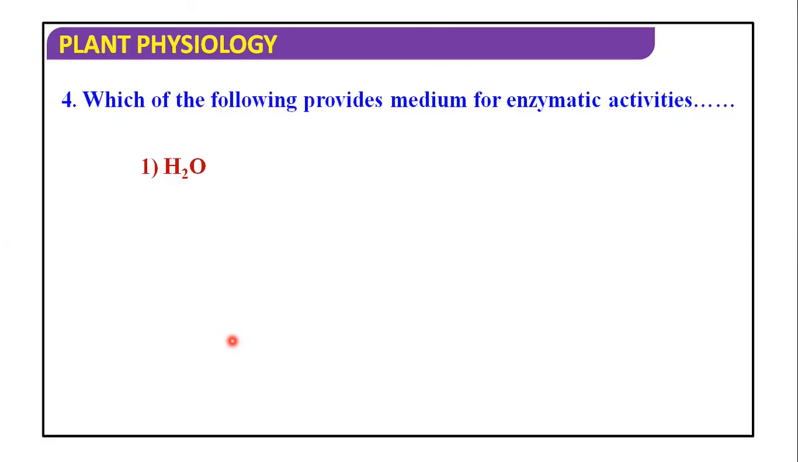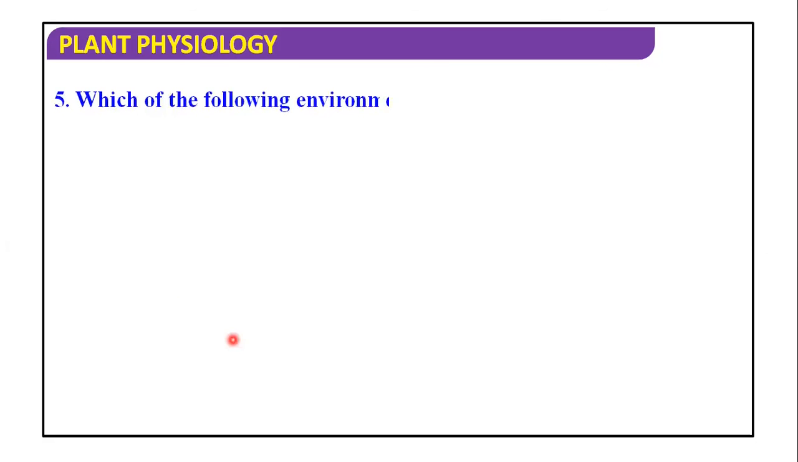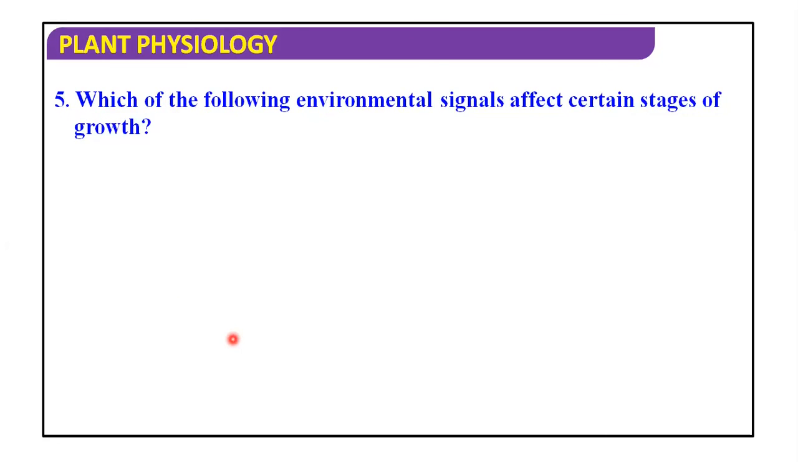Which of the following provides a medium for enzymatic activities? H2, O2, then light, temperature, and the answer is H2O. Last one is, which of the following environmental signals affects certain stages of growth? Options are light, gravity, 1 and 2, and temperature. And the answer is gravity.